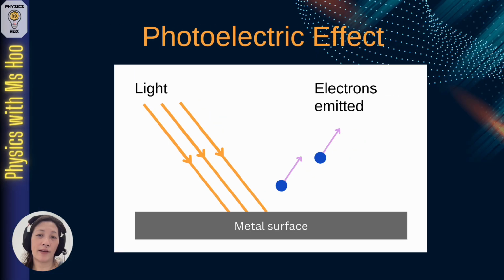The photoelectric effect happens when light shines onto a metal surface, and that light energy causes electrons to be emitted from that metal surface. How you can remember this is basically from the word photoelectric. Photo actually means light, while electric is the concept of electric charge. So the light energy is converted into electrical energy.